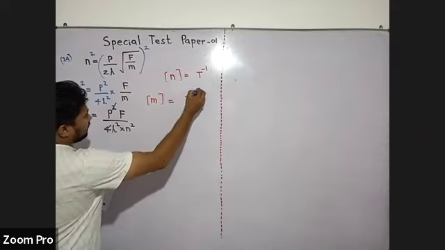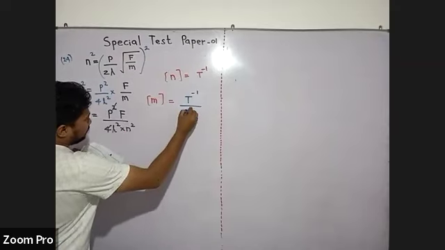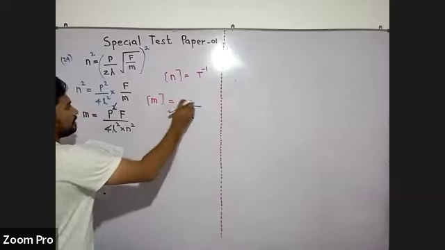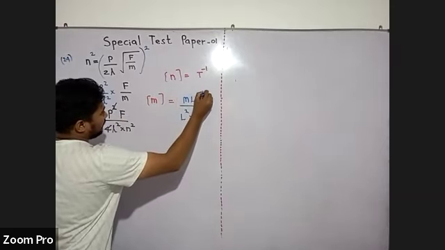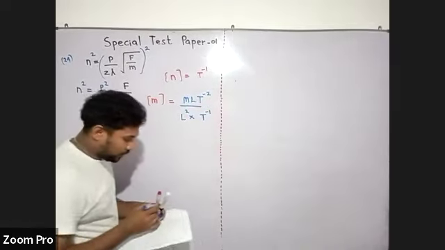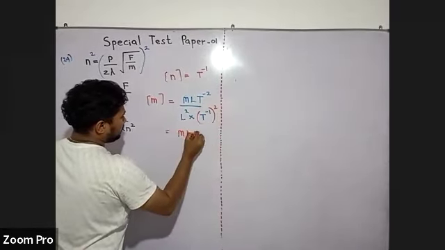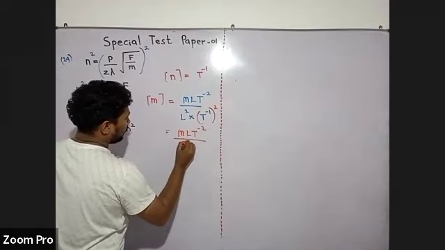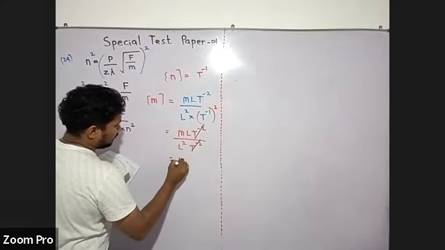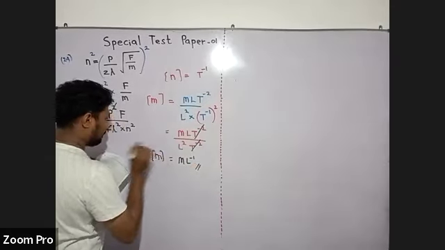So F means force, so it should be substituted as this one, over l, which is a length, so it should be l squared. Now n means T minus 1, but we have to consider the square, then MLT minus 2 over L squared T minus 2, then it is cancelled. Then the answer should be this, the dimensions of M, right?